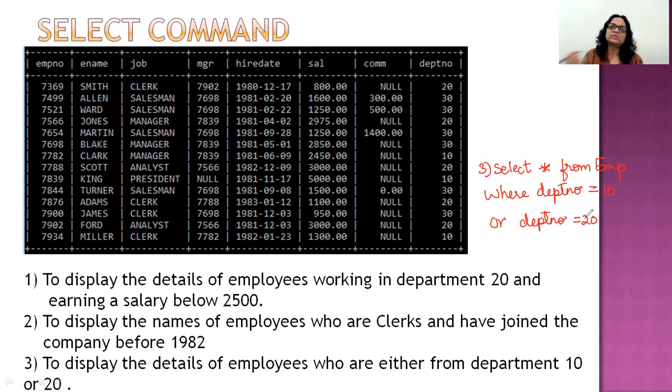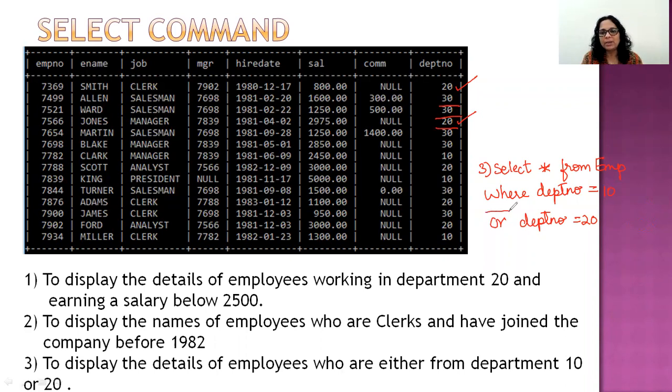That you satisfy at least one of the conditions. So look at the first person. Is he 10? No. But is he 20? Yes. So his record gets displayed. Look at the next record. Is he 10? No. Is he 20? No. So both the conditions are false. So his record will not get displayed. The next guy also does not satisfy both the conditions. So his record doesn't get displayed. The next person satisfies one of the conditions. So his record gets displayed and so on. So we'll be only targeting people who are either in department 10 or department 20.